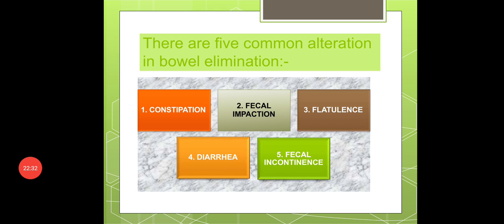Here the first term is constipation. Just remember that the common alterations of bowel elimination are constipation, fecal impaction, flatulence, diarrhea, and fecal incontinence. We have to study them one by one. Today we are completing only this slide because it takes more time to upload on WhatsApp or YouTube, so we are taking this part only. The next ones, constipation, fecal impaction, flatulence, diarrhea, and fecal incontinence, we are going to see in the next video.